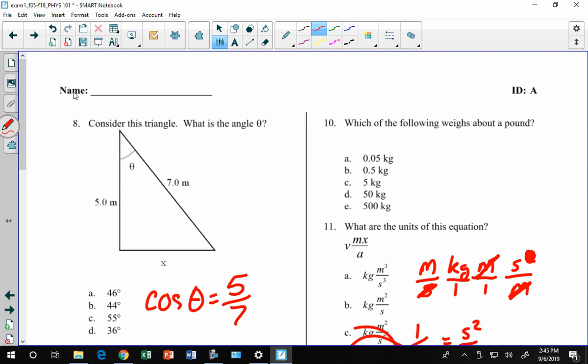Let's see what I did here. Oh, well, that was: which of the following weighs about a pound? Which is about a pound? Right, a half a kilogram.